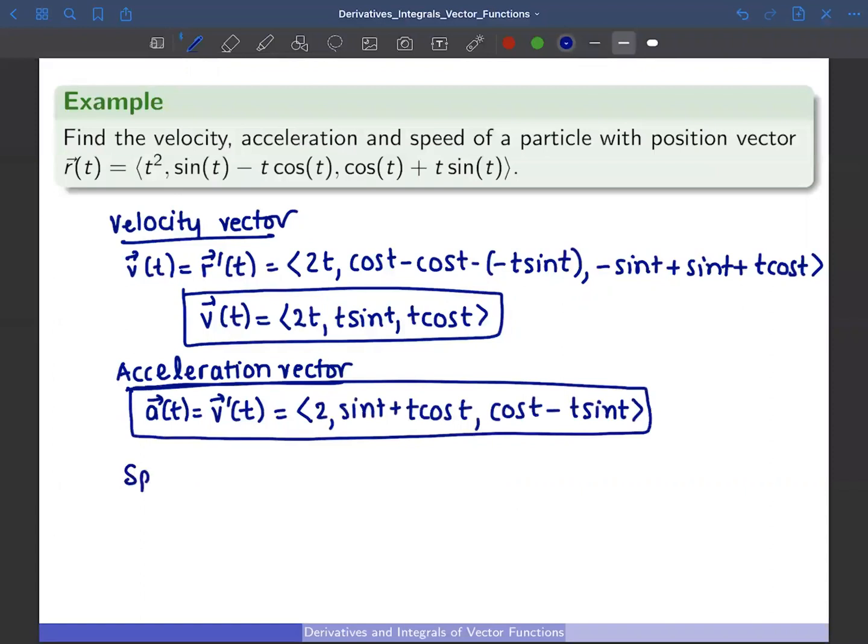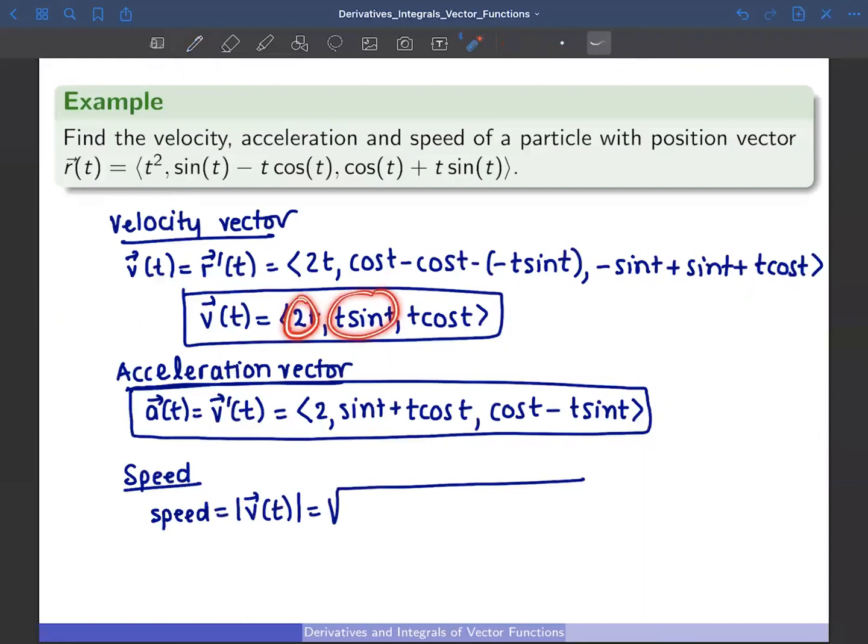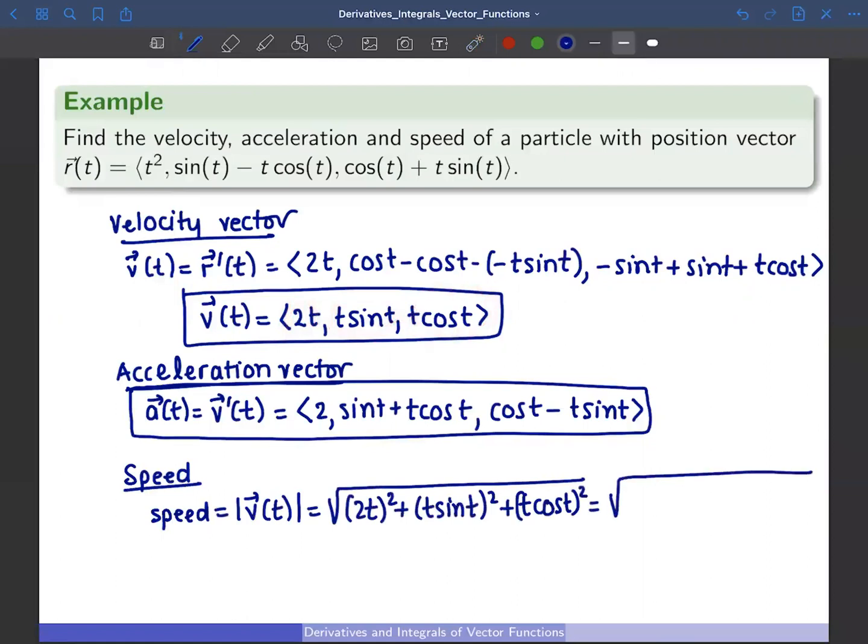Now for the speed, we know that the speed is equal to the magnitude of the velocity vector. So essentially we need the square root of the sum of the squares of the components of the velocity vector. So we have the square root of 2t squared plus t sine t squared plus t cosine t squared. So that is equal to the square root of 4t squared.